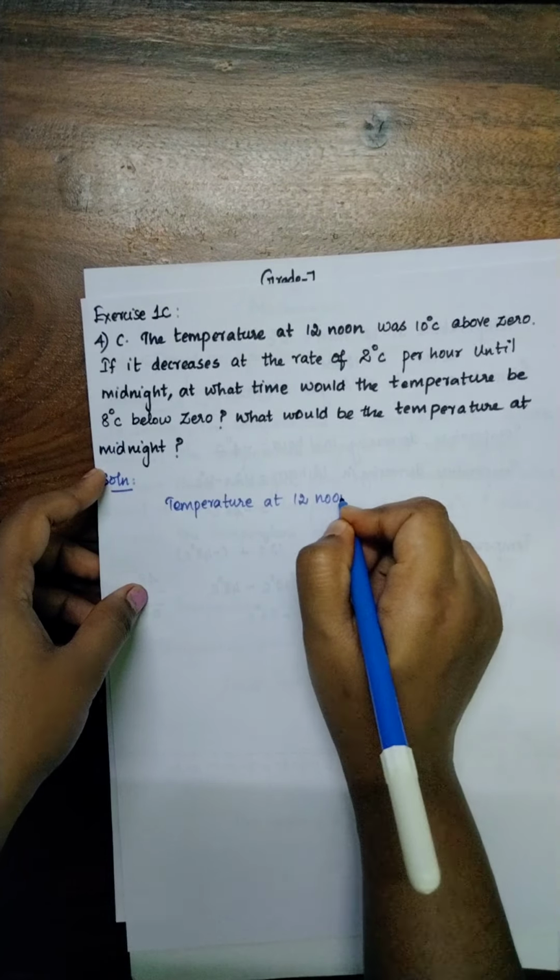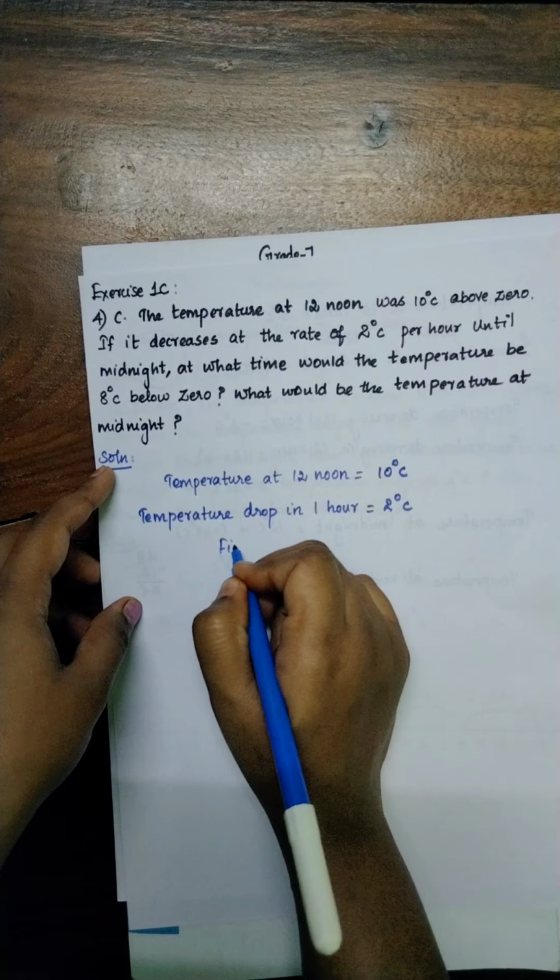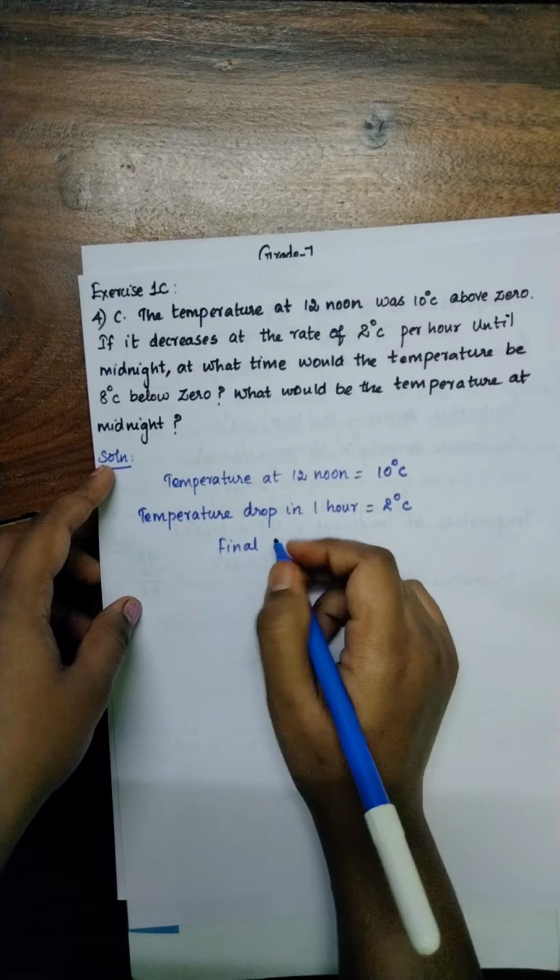It decreases at the rate of 2 degrees Celsius per hour, so the temperature drop in 1 hour. What's the rate of temperature drop? It is 2 degrees Celsius. For 1 hour, it is decreasing by 2 degrees Celsius. Next, our final temperature. What is our final temperature? Our initial temperature is 10 degrees Celsius.